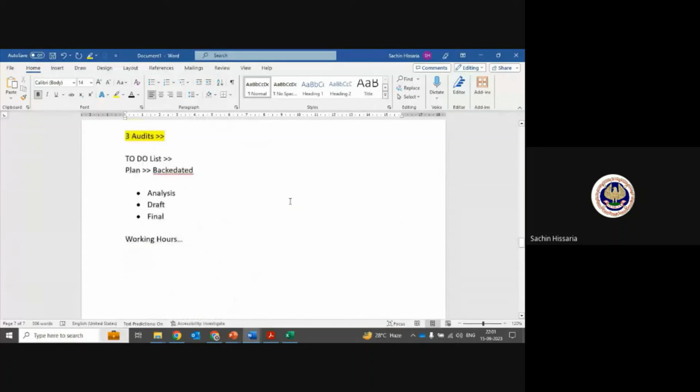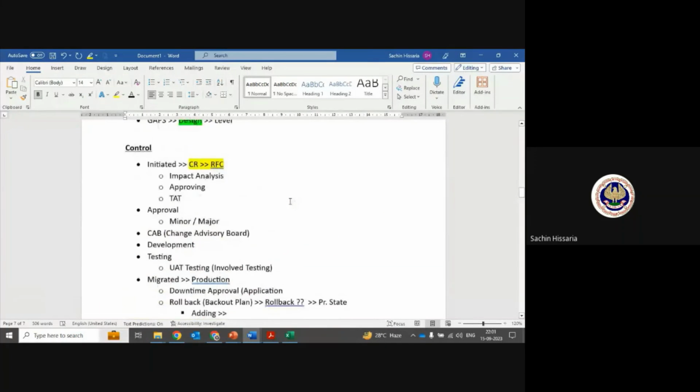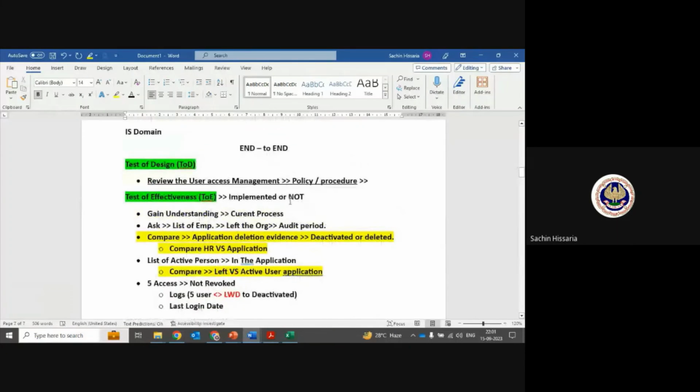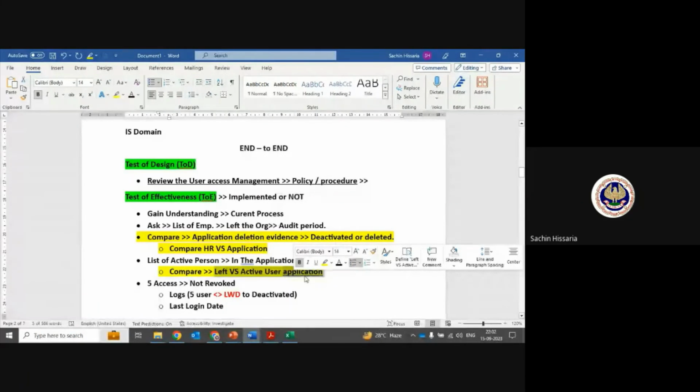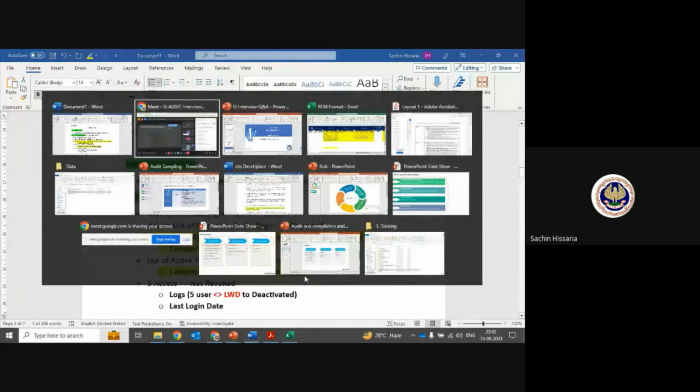To combine what we discussed previously, to verify this I will ask for two data sets. One, the list of employees who have left the organization, and I will compare it with the application deletion or deactivation evidence. Similarly, I may ask for the list of persons in the application and compare that with the HR data. This will give me an idea of how many users have left the organization but are still active in the application.